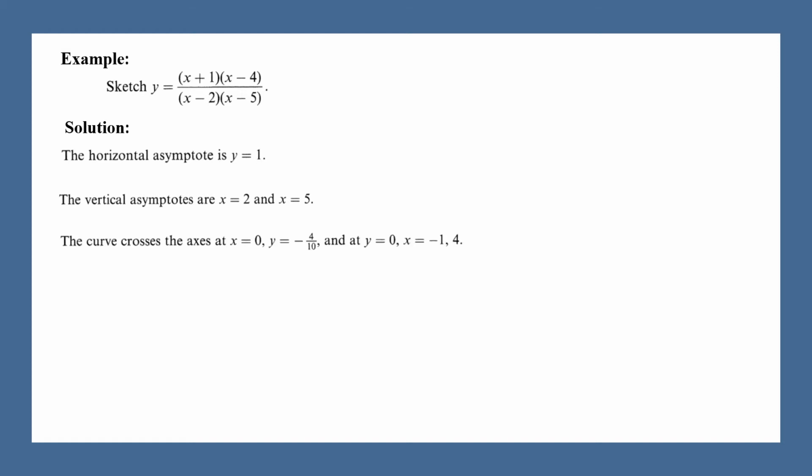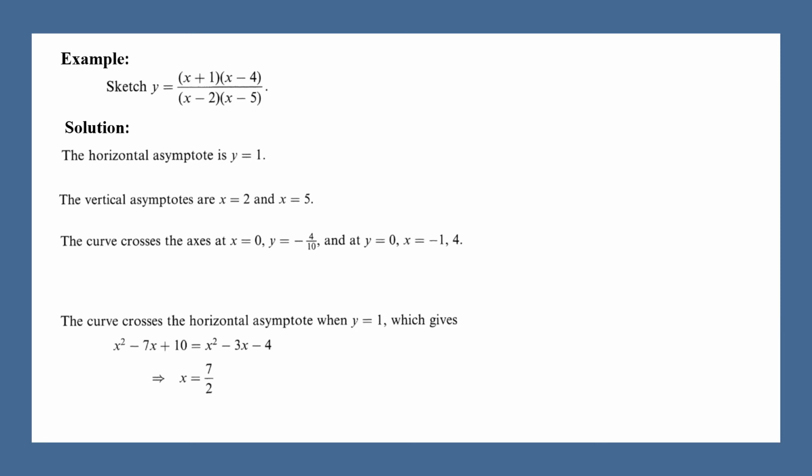We have the intersection with the axis. The curve crosses the y-axis at negative 4 by 10 and the x-axis at minus 1 and 4. Now, if we look at the given curve, we have the x squared in the denominator. Therefore, the curve will cross the horizontal asymptote. We use y is equal to 1, we equate that to the function that is given to us, and we identify that x is equal to 7 by 2. Now that we have all the features that we need, we can start to sketch the curve.